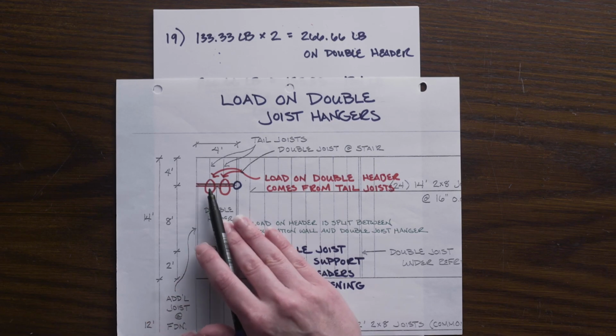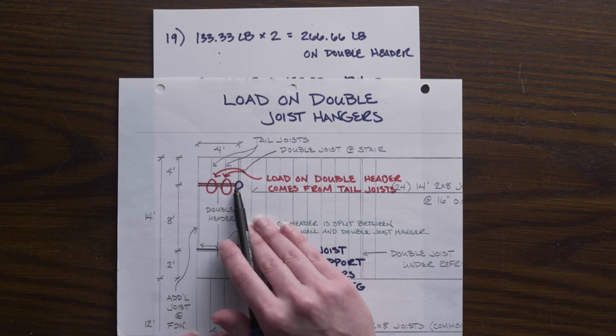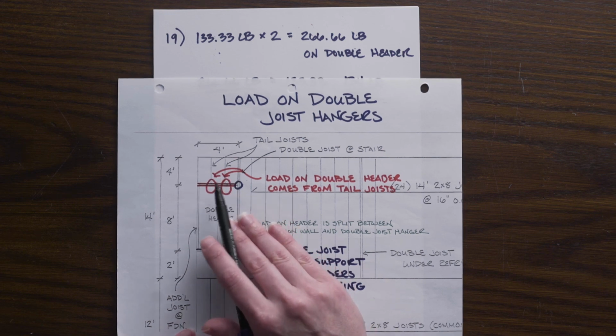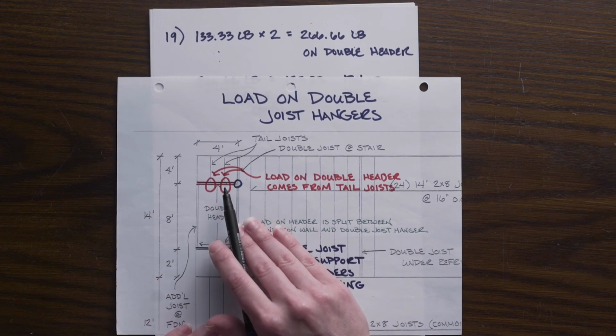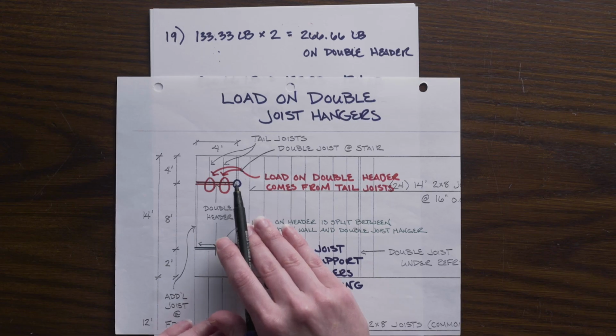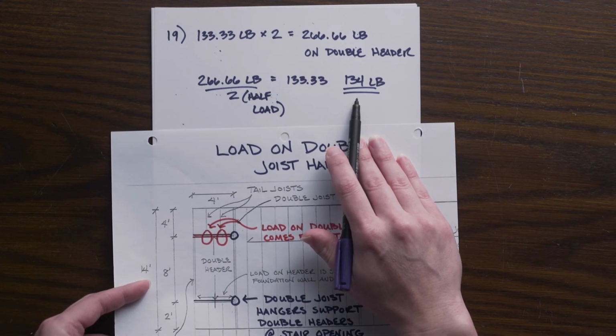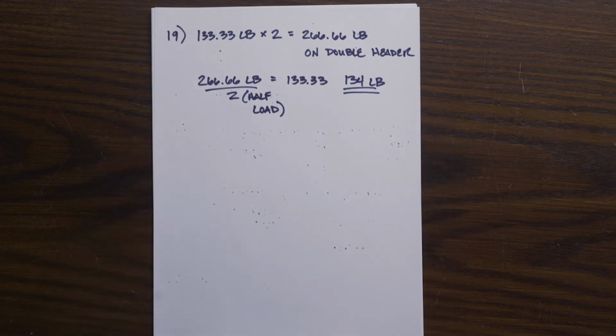If we have any number other than 2 tail joists, if we have 1, if we have 3, 4, 10, 20, however many there are, if we have any number other than 2, the numbers for the single joist hanger and the double joist hanger will not match. So be careful that you don't make the assumption that simply because our numbers were both 134 pounds, it will always be the case. And that concludes the sample problem for our floor system.